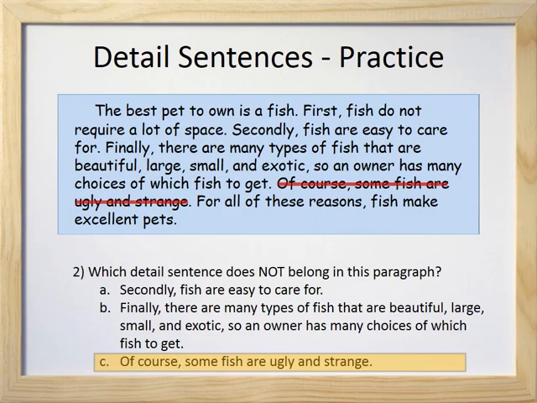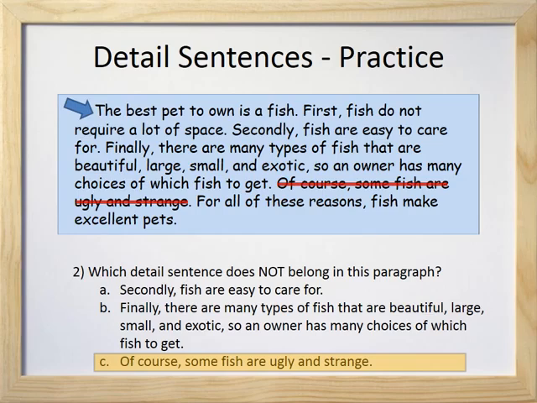Now, how do we know that that sentence doesn't belong? Again, let's look back at the topic sentence. The best pet to own is a fish. All detailed sentences in this paragraph need to explain why the topic sentence is true. They need to explain why the best pet to own is a fish. Sentence C, of course, some fish are ugly and strange, doesn't tell us why the best pet to own is a fish. In fact, that sentence tells us a reason not to own a fish.